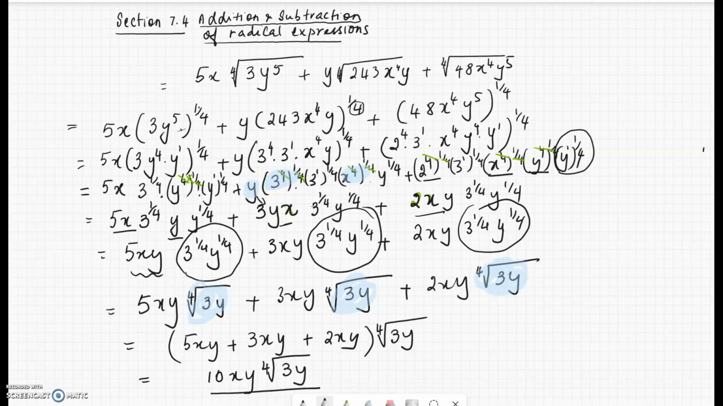Combined, this is the final answer. It's just a lot of writing, but the rules are basically what we've been using for the last couple of sections.